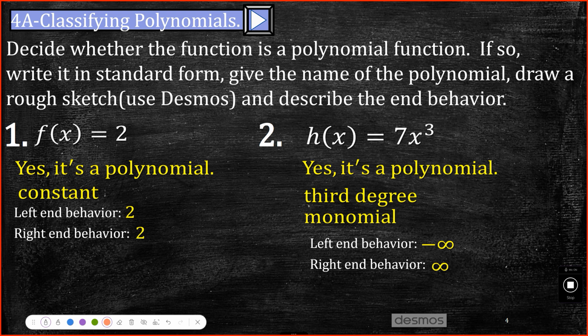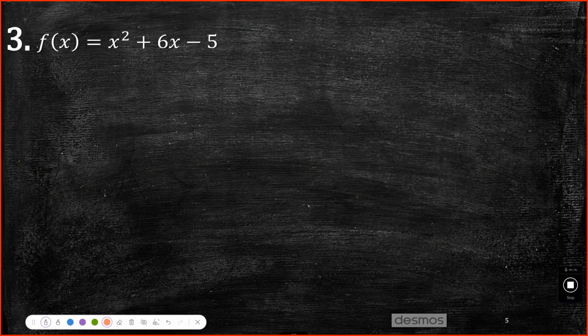Problem number 3. Same questions. Is this a polynomial? Of course, yes, it is a polynomial. Write it in standard form. What does it mean by writing it in standard form? Standard form is that it goes from high power to low power. Yes, this is in standard form. What else are we going to do? Give it a name. The highest power is second degree, so it is a second degree trinomial.